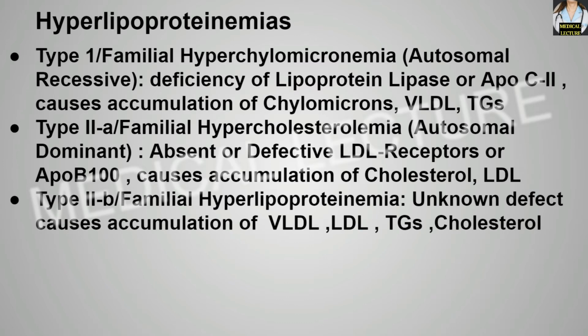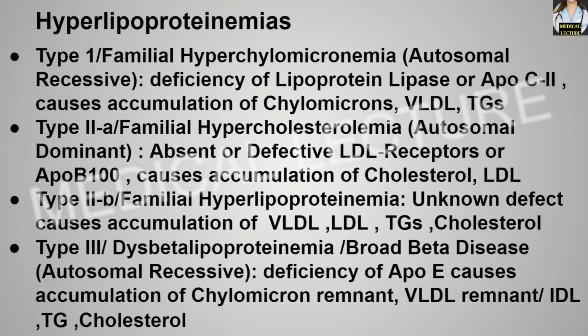Now type 2B, familial combined hyperlipoproteinemia, and over here the defect is unknown and it causes accumulation of VLDL, LDL, triglycerides and cholesterol. The type 3, or dysbetalipoproteinemia or broad beta disease, is an autosomal recessive disorder caused due to deficiency of ApoE, which causes accumulation of chylomicron remnants, VLDL remnants or IDL, triglycerides and cholesterol.